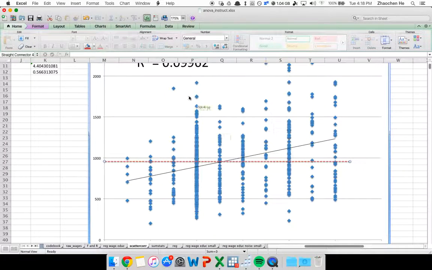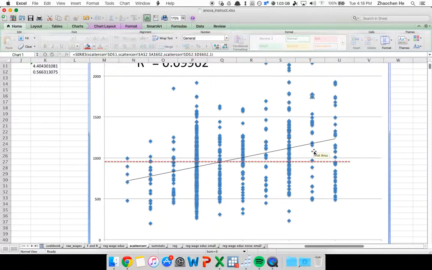And if we consider each point, for example, let's consider this point right here. This person has a wage of $1,700. And notice that that is some amount of distance from the average wage of everyone in the sample. So this is the first number that we computed, the difference between the real wage and the average wage.